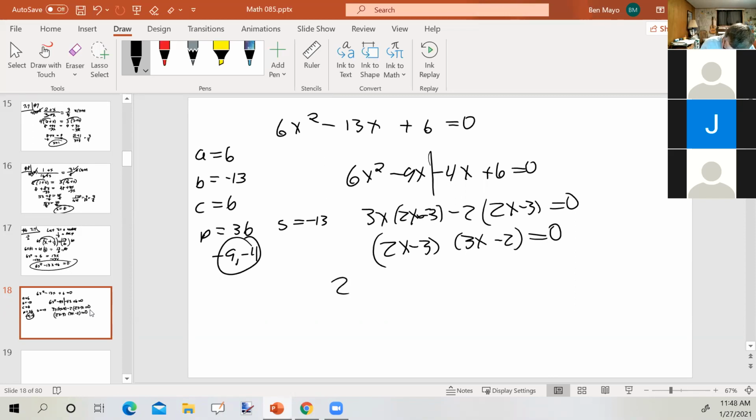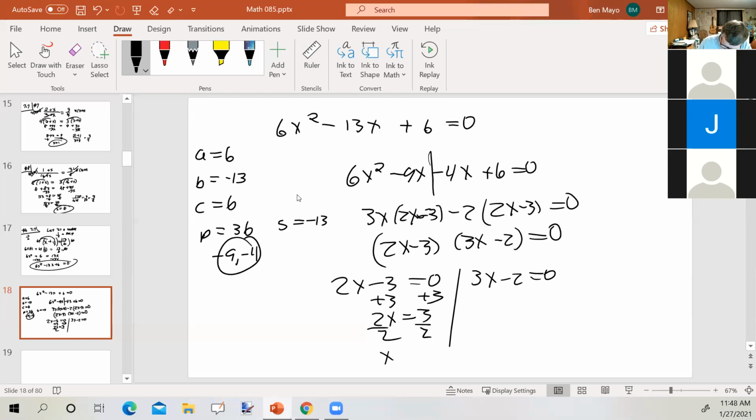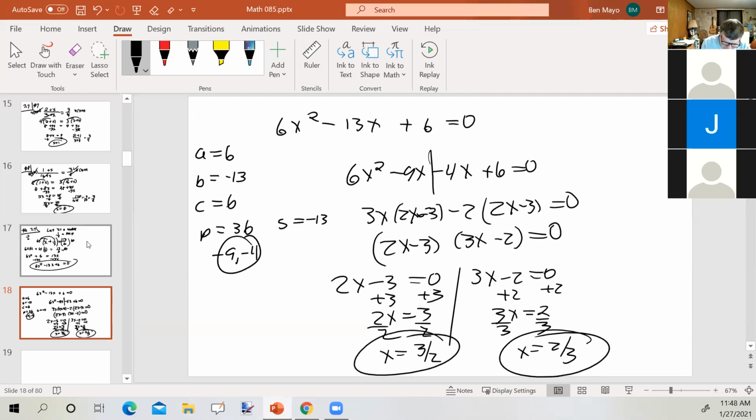So 2x minus 3 equals 0, 3x minus 2 equals 0. If 2x minus 3 equals 0, adding 3 to both sides, 2x equals 3. Divide by 2, x equals 3/2. If 3x minus 2 equals 0, add 2 to both sides, 3x equals 2. Divide by 3, x equals 2/3. Well, it appears as though we've got two solutions. X is 3/2 and x is 2/3. Well, let's take those two possible answers, and let's go back here.